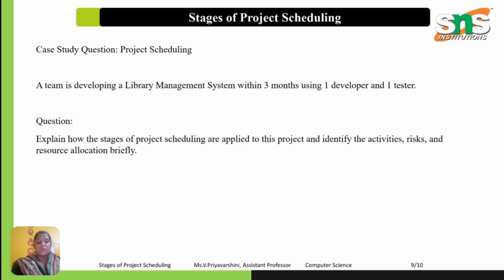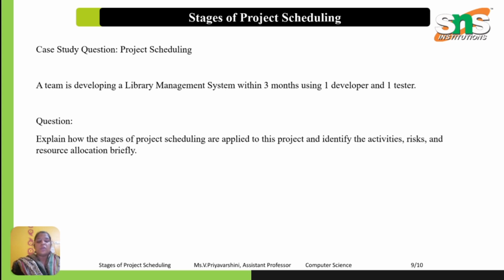Stage 4 is schedule production. The final schedule is prepared. Month 1: requirement gathering, system design, database design. Month 2 is coding and module development. Month 3 is testing, bug fixing, deployment. By following the schedule properly, the project can be completed within the 3-month deadline. This case study clearly demonstrates how all 4 stages of project scheduling work together to achieve successful project completion.